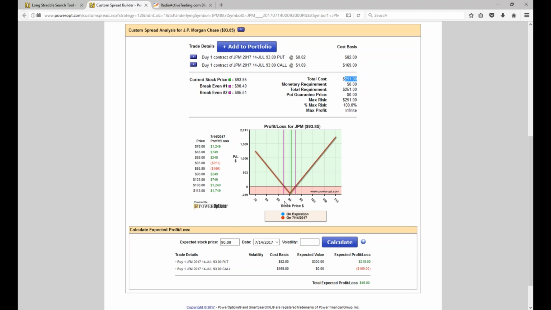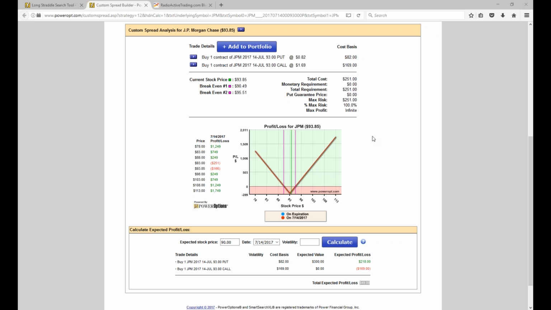If it drops down to 90, a $4 drop, sure. My 93 put's going to be worth $3 of intrinsic value. I'm going to have a 50-cent profit on a 250 investment. Not bad, but you would have had 100% loss on the long call. And you would have had a similar percentage loss, probably 80 or so, on the calendar spread.